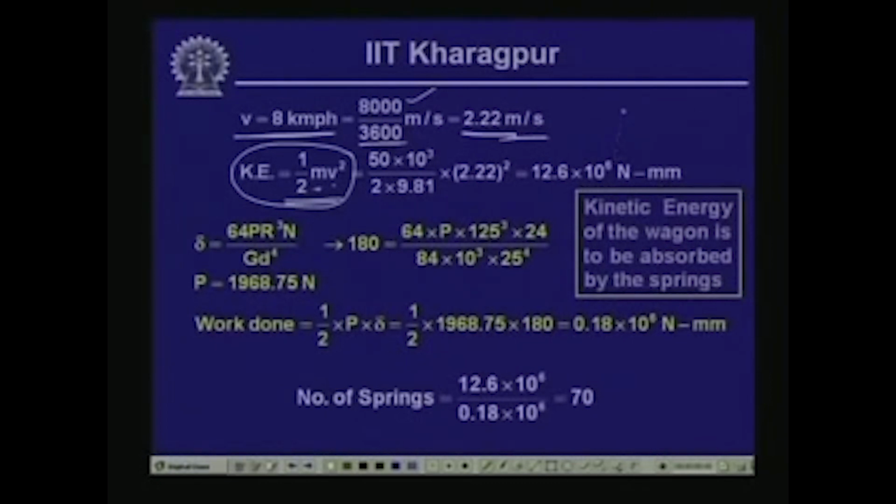and the weight of this wagon is given as 50 kilonewton. So, m is equal to w by g, and g is equal to 9.81 meter per second square. So, this is what has been divided, w divided by g, with 50 kilonewton multiplied by 10 to the power 3 to convert it to Newton, and 2.22 square is the v square. So, this gives us a value of 12.6 into 10 to the power 6 Newton millimeter.